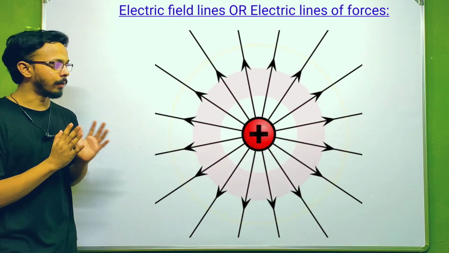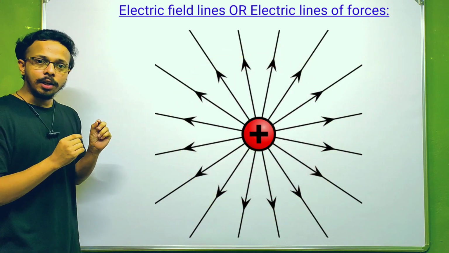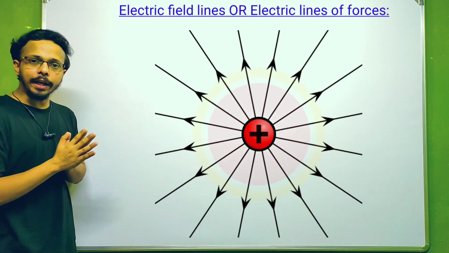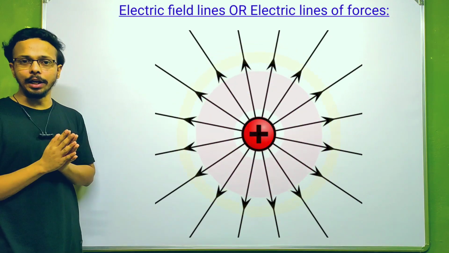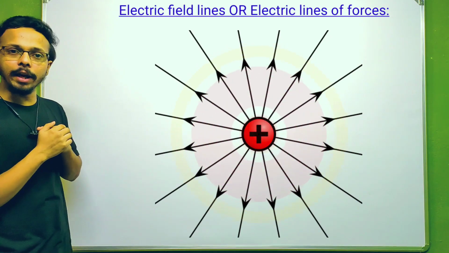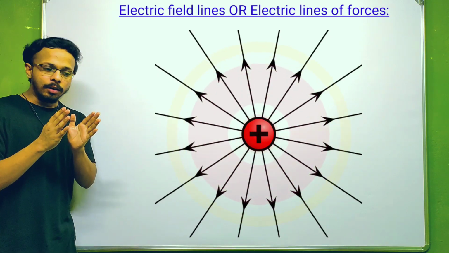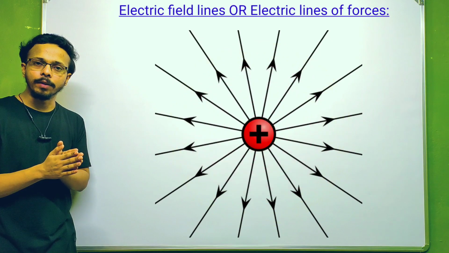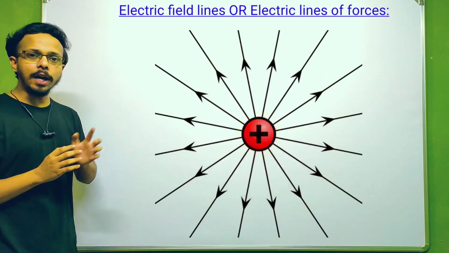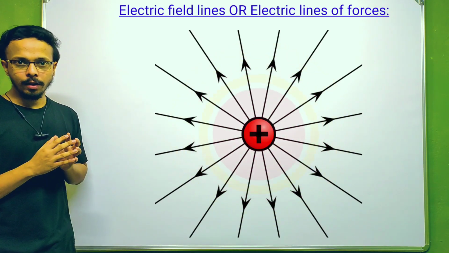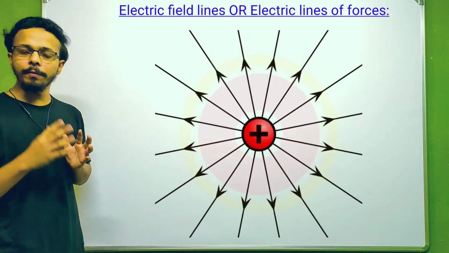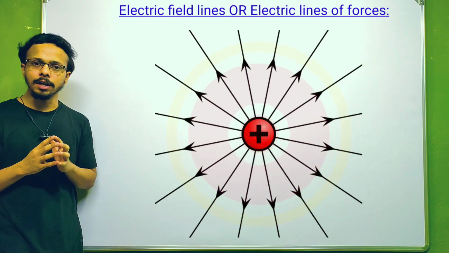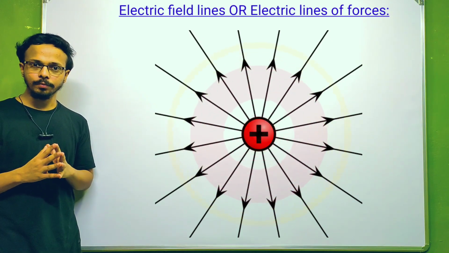What does that mean? See here. Near the charge, the electric field lines are very close. They are crowded. That indicates there is a strong electric field. And as you go away, there is a space between the electric field lines. The electric field lines are well separated, which indicates the electric field goes on weaker. There is a weak electric field as you go away from the charge. Okay, so this is the simplest way you can represent the electric field lines surrounding a positive charge.